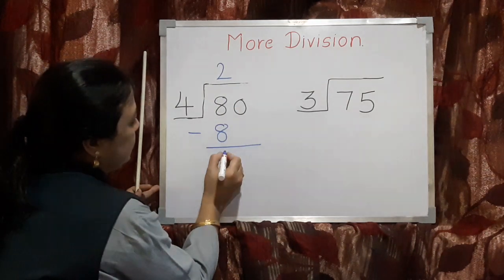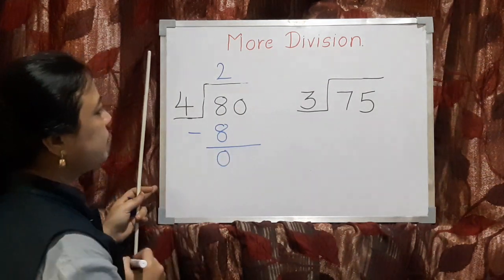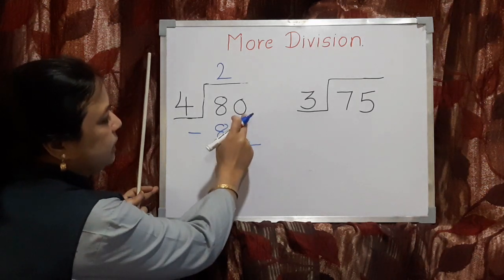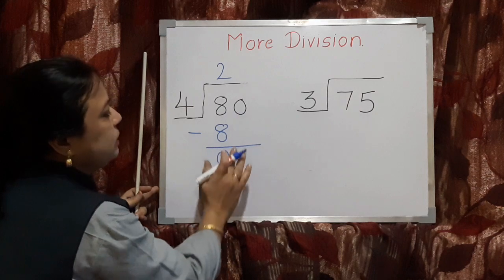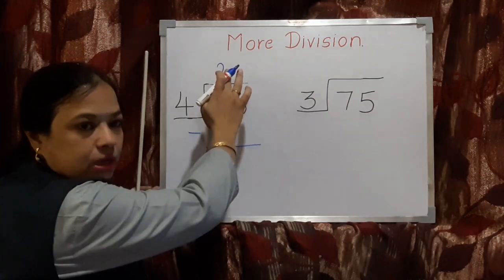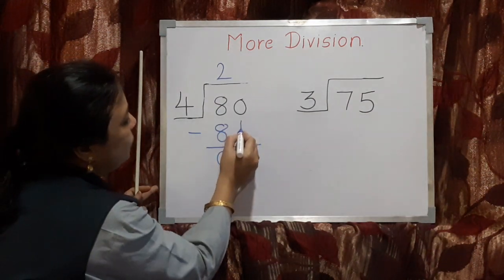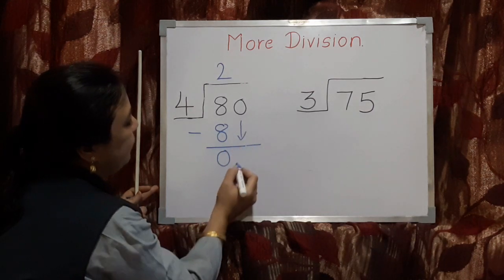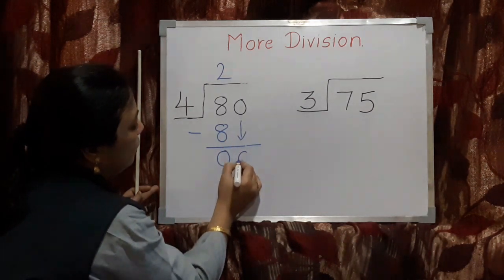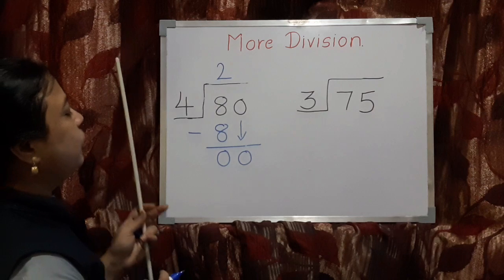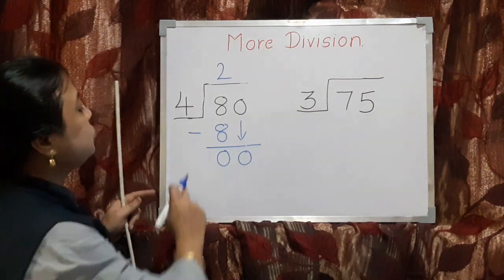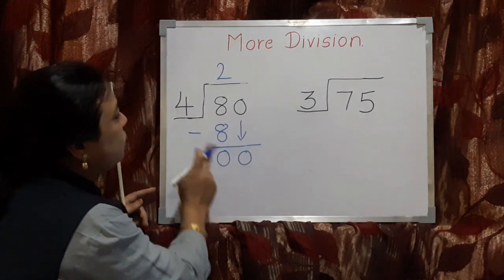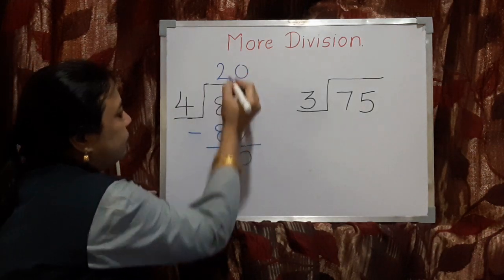8 minus 8 is 0, right? Now here, children, 0 is there, right? So you can directly write 0 over here, or if you want to follow the step like this you can follow it, but in this step you have to do the division here. So 4 in the 4 table, 4 zeros are 0 will come.